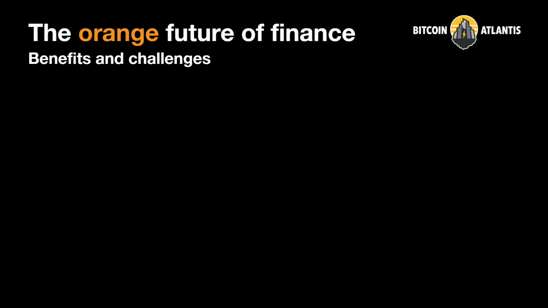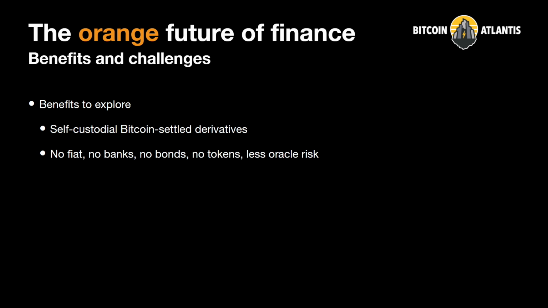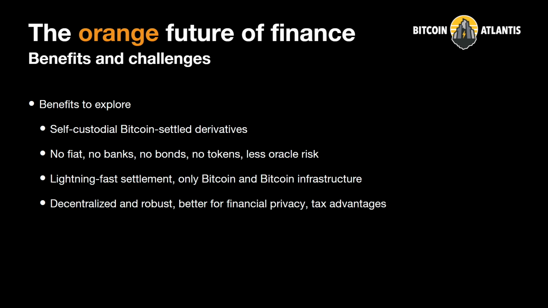So I see this as the orange future of finance, and there's a number of benefits and challenges to this approach. Some of the benefits to explore is this is effectively self-custodial, Bitcoin settled derivatives. These are derivatives settled at the speed of light. There's no fiat, there's no banks, there's no bonds, there's no tokens, and there's less Oracle risk than some of the other self-custodial solutions out there. Lightning fast settlement, it's only Bitcoin and Bitcoin infrastructure. I want this to be decentralized and robust, better for financial privacy and with tax advantages.